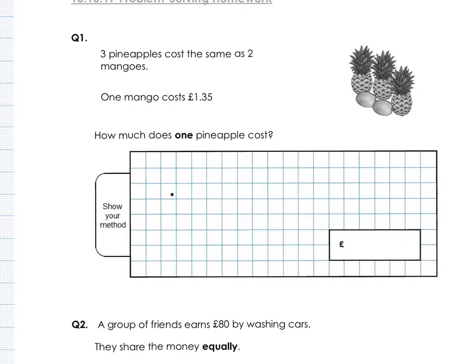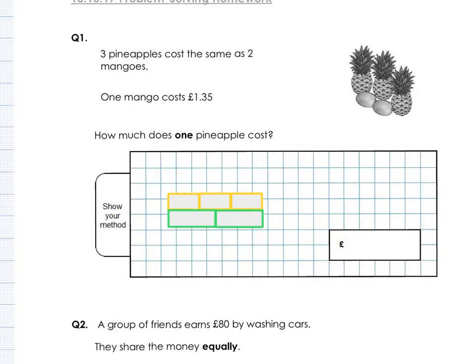Now each bar is going to represent something from the problem. So I'm going to draw 3 bars that represent my pineapples. First of all, I'm going to try and do them in yellow. There's my 3 bars. Now I don't know how much a pineapple costs yet. That's the whole point of the problem. But I do know that 3 pineapples cost the same as 2 mangoes. Now because they cost the same, the length of the bar will be the same.